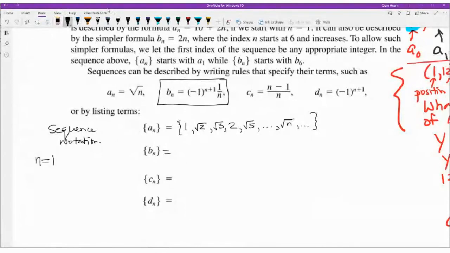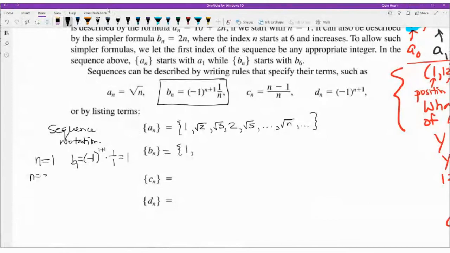So we start with n equals 1. So in other words, we're finding b sub 1. We're going to get -1 to the power of 1 plus 1 times 1 over 1. Okay, so what's that going to be equal to? Well, -1 to the second power is just +1 times 1 is just going to be 1. So the first term in this sequence is 1.